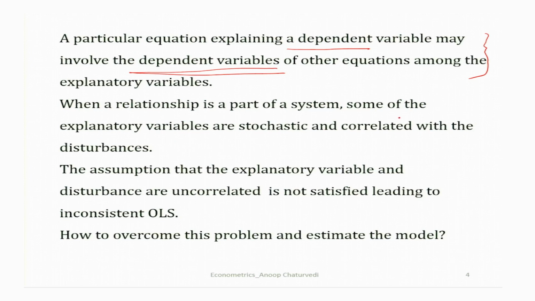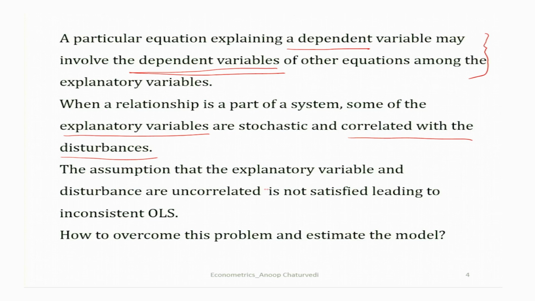So, it may be possible that some of the explanatory variables are stochastic obviously, and these explanatory variables are correlated with the disturbances. Now, this creates a problem at the estimation stage, because if you directly apply the OLS procedure, then because of this correlation between the explanatory variables and disturbances, your OLS estimator may be inconsistent.